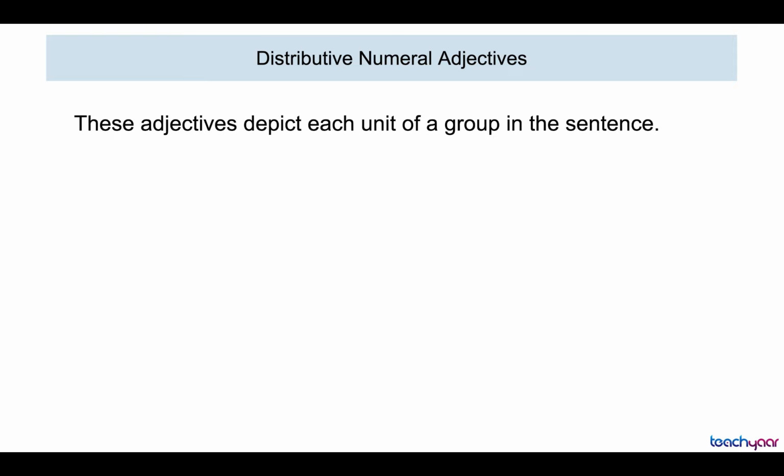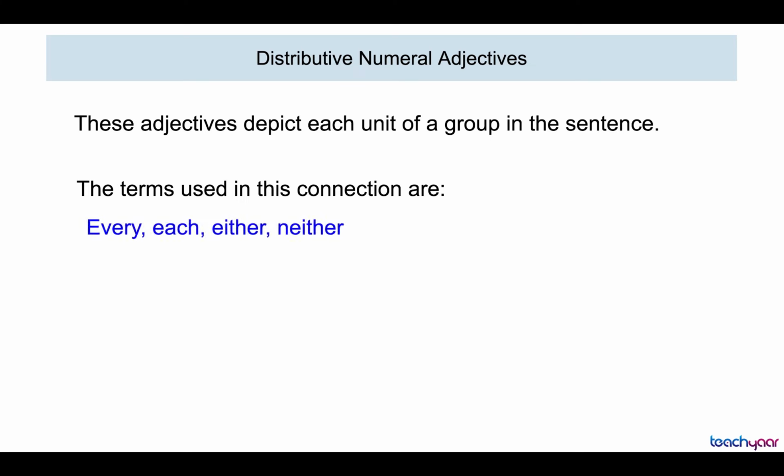Now we come to the third kind, distributive numeral adjectives. So what do these adjectives show? They depict each unit of a group in the sentence. Supposing in a sentence you are referring to a group of people, a group of things, or any group, but then we are not showing them as a whole, we are referring to each single one or each single unit of that group. Let's see the examples and the terms. So the terms used in this connection are every, each, either, neither. Let's put them in sentences.